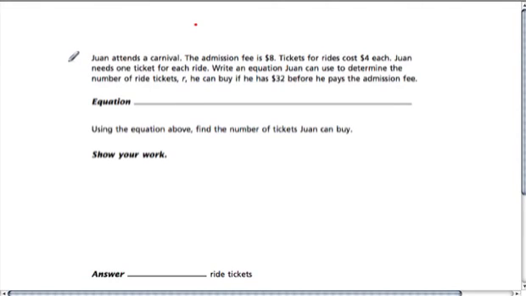This is a problem that looks overwhelming at first, but let's break it down. This is about Juan attending a carnival, and he has to pay $8 to get into the carnival. So that's why they say the admission fee is $8. So just to walk into this place, you have to pay $8, and then after that, tickets are $4 each.